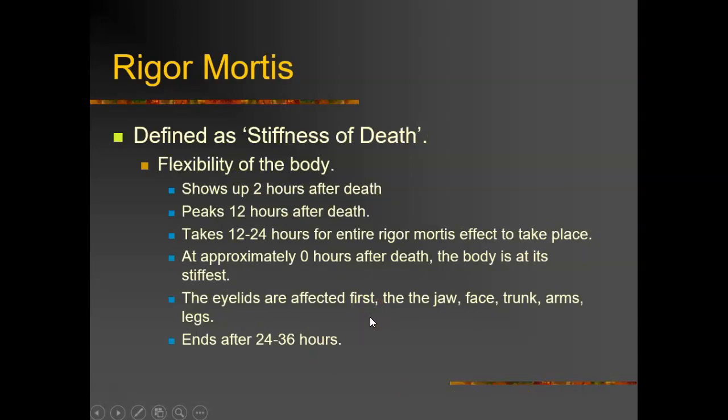Rigor mortis, you've probably heard that one, that is the stiffness of death. And this refers to the flexibility of the body. This shows up about 2 hours after death. It peaks at about 12 hours after death, and it takes about 12 to 24 hours for the entire rigor mortis effect to take place.